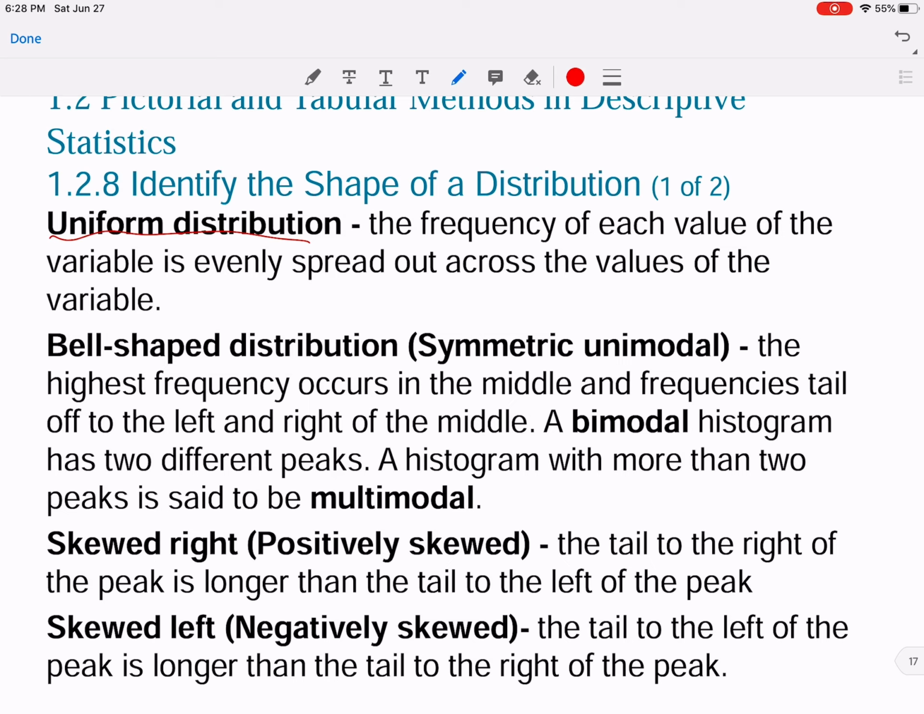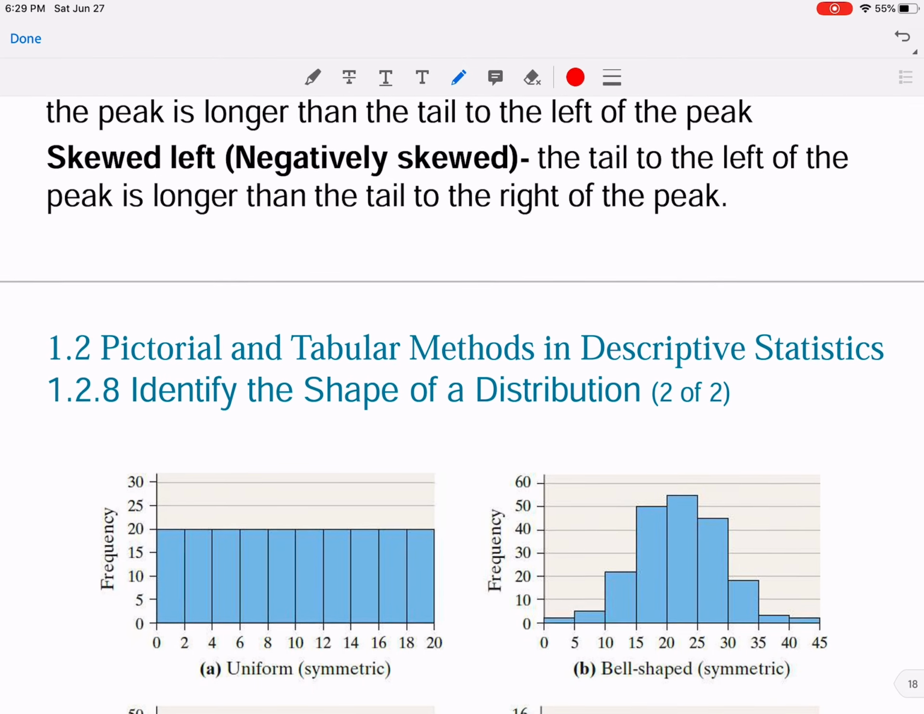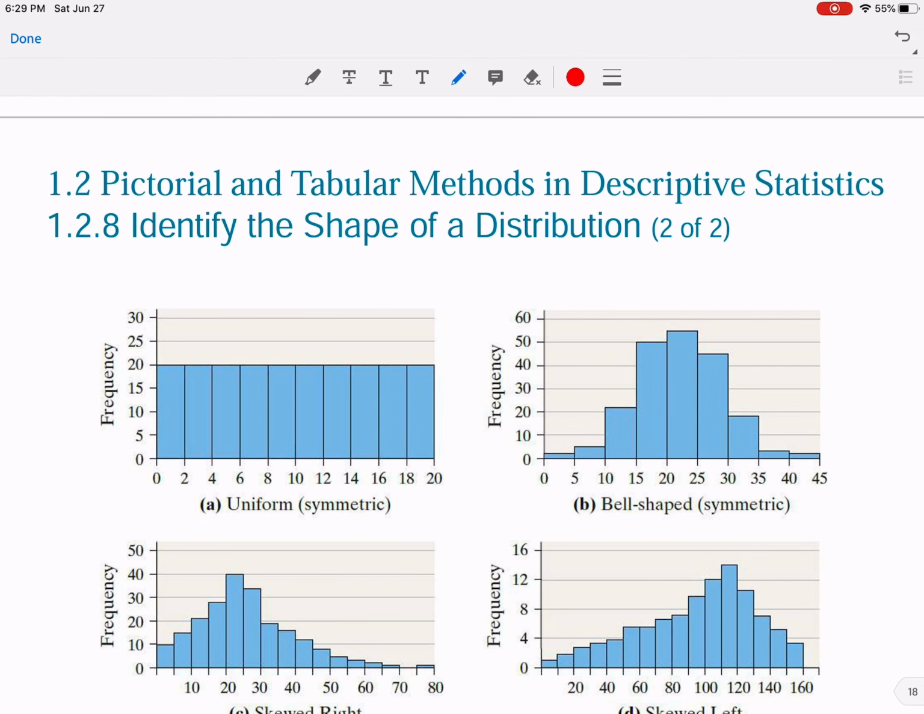The uniform distribution. The frequency of each value of the variable is evenly spread out across the values of the variable. Since the frequency of each value is evenly spread out across the values of the variable, that means each observation has the same frequency. In terms of a histogram, that means each rectangle has exactly the same height. Now let's take a look at the graph of the uniform distribution.